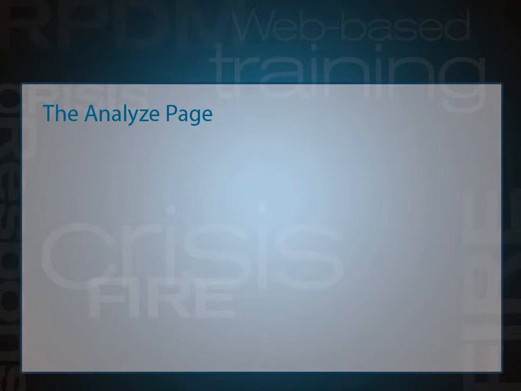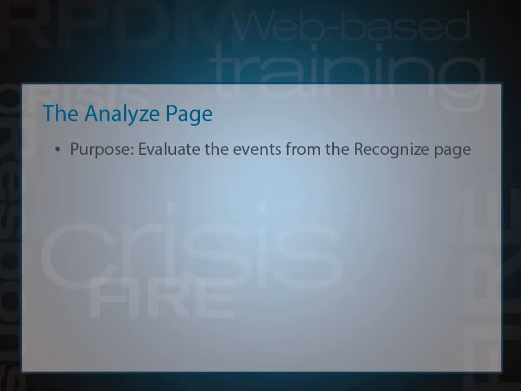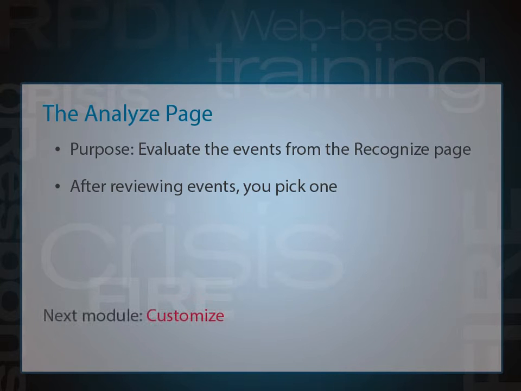This completes our review of the Analyze page. As a quick recap, the purpose of the Analyze page is to help you evaluate the events carried over from the Recognize page to see how well they fit current event conditions. After reviewing the events on the Analyze page, you select one to use in the next step of the decision process. In the next module, we'll learn about the Customize page.